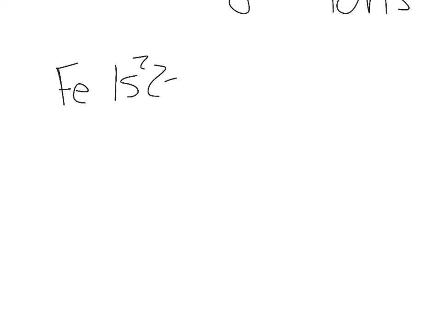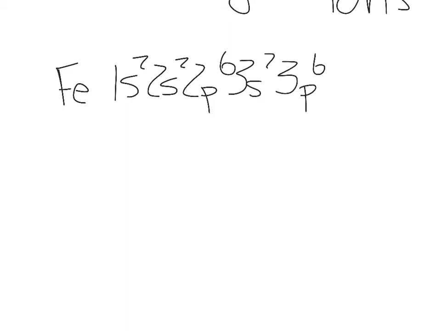1s2, 2s2, 2p6, 3s2, 3p6, 4s2, 3d, 1, 2, 3, 4, 5, 6, 3d6. Okay, so that's my electron configuration for iron.